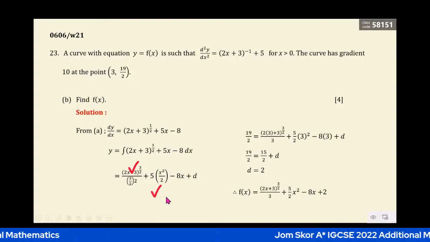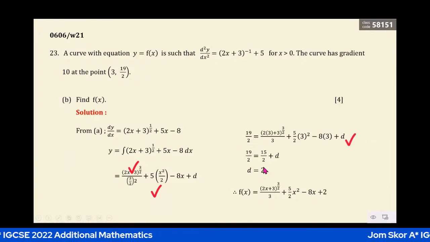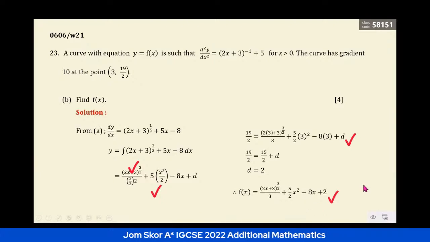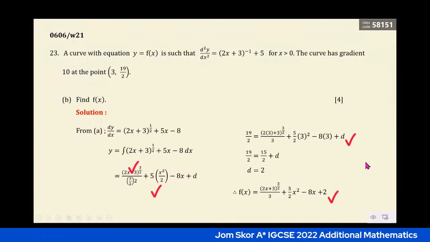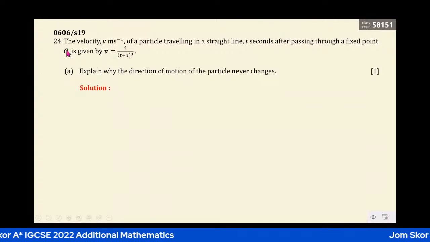All correct, another 1 mark. Alright, to find D, attempt to find D by substituting X and Y, 1 mark. And then bila dah dapat D, so you just copy your D ni, your constant into the Fx to get the final mark. Okay. Alright. So that is for number 23. Alright, so now number 24. I think this is the last question.